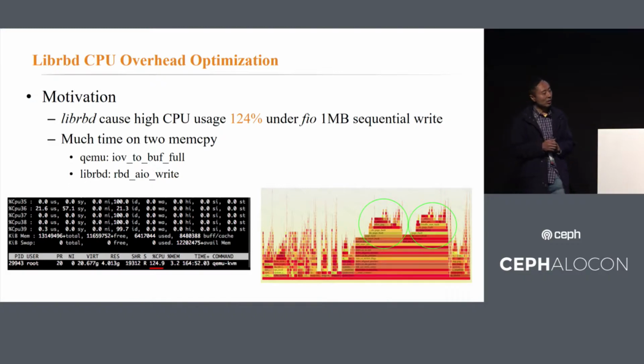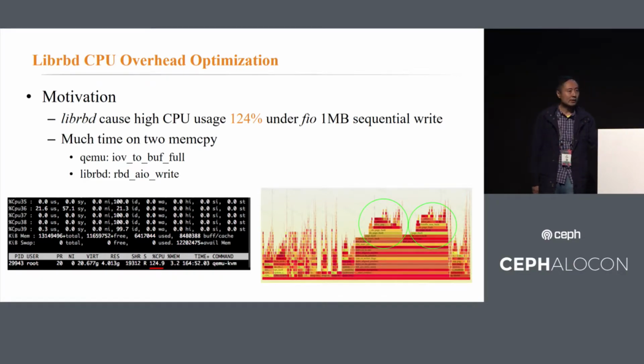Okay, our third work is the librbd CPU overhead optimization. The motivation is, according to our FIO 1 megabyte sequential write test, we found librbd causes very high CPU usage, reaching 124%. As the CPU flame graph on the bottom right shows, you can see two obvious hot spots. The two hot spots are actually two memcpy calls.